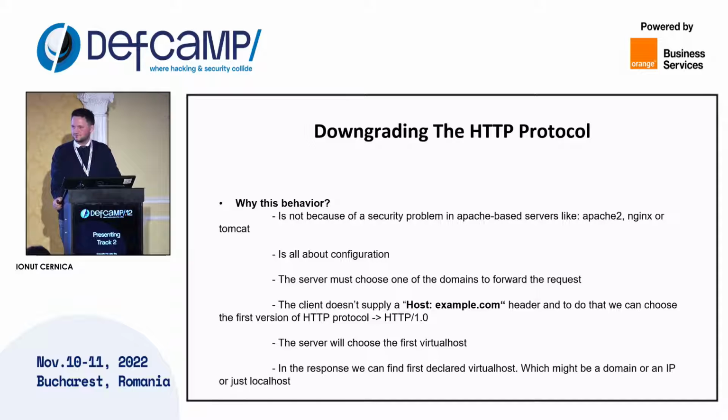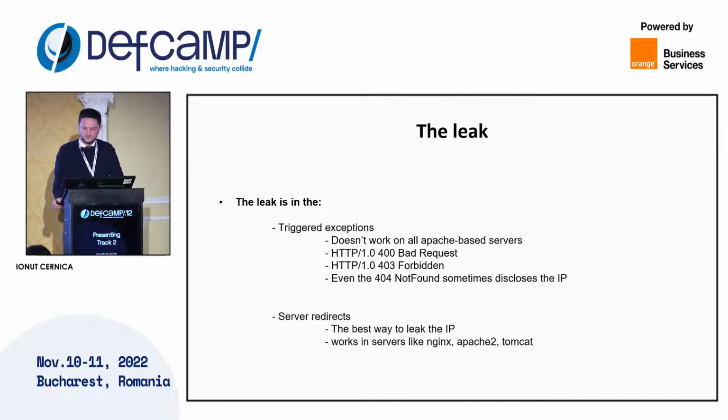But sometimes if you try to remove the host header and downgrade the protocol, you can find other domains, and the server should respond with one of the responses from one of the domains, and it chooses the first one from the virtual host configuration file. And this is what you are looking for, the first domain configured. And how is the leak, how can it be triggered?